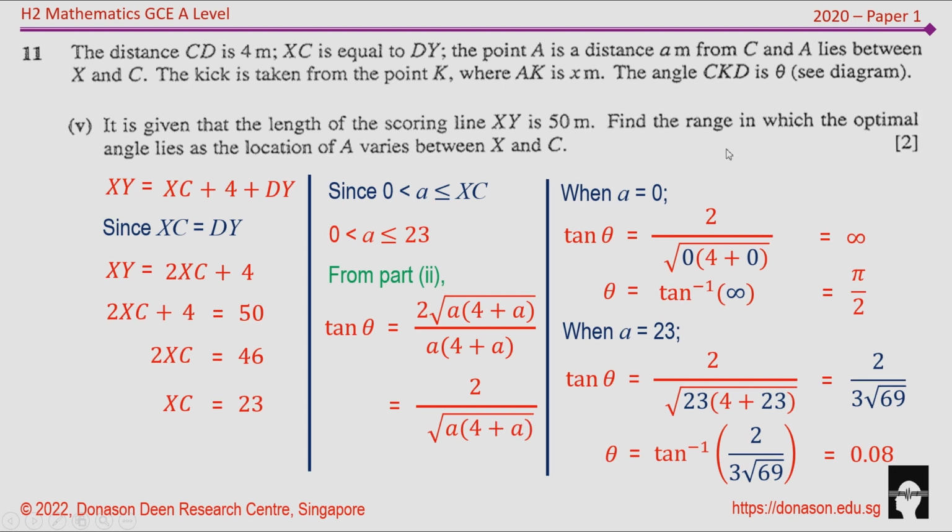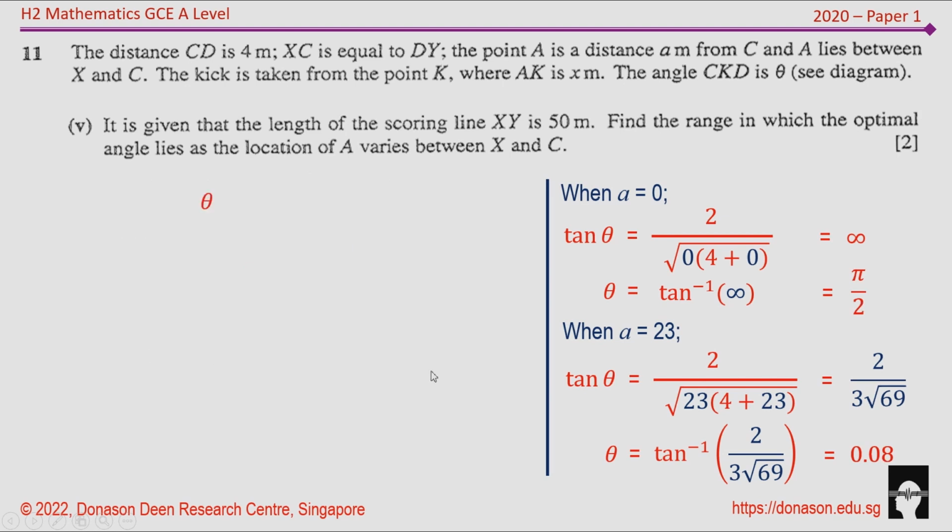And therefore the range in which theta should lie, we have already found both the angles, right? So the range of theta should be greater than 0.08, and it has to be less than pi over 2, because if you remember, A was not inclusive at 0, so pi over 2 is not inclusive, and therefore it should be smaller than pi over 2. And that is the range in which the optimal angle, the value of theta, lies.